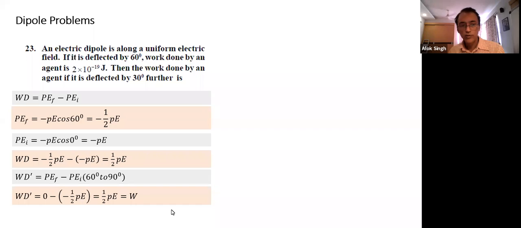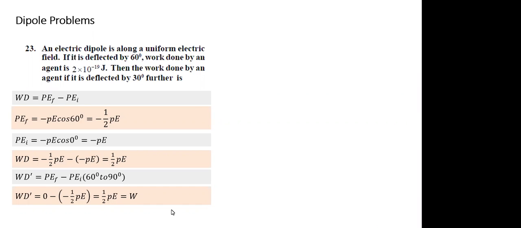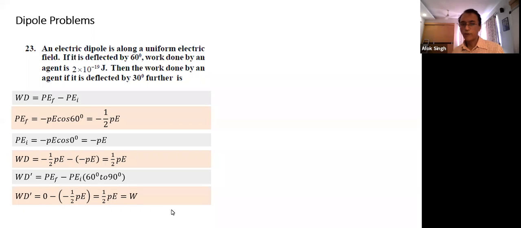Sir, since work done by torque is always negative, work done by the agent will be positive, right? Work done by the agent has to be positive. That's why, see, basically this work done is positive. Or another way of thinking: if potential energy is increasing, there has to be an agent, on its own, potential energy will not increase.